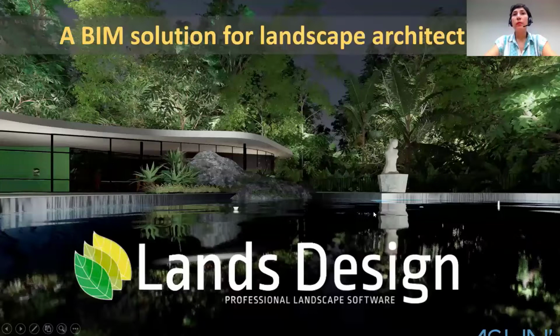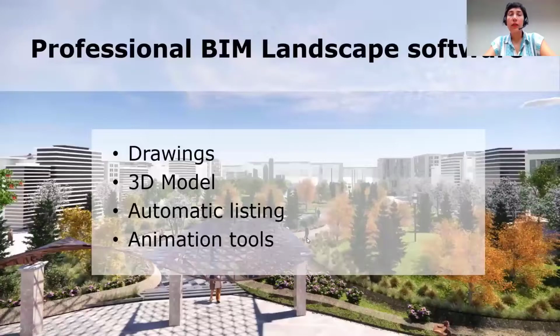So Lands Design is a BIM solution for landscape architecture. Basically, this software is used for 2D drawing, for modeling a project in 3D. It automatically generates a list of plants and other materials, and then there are several tools for animation and visualization of the project.